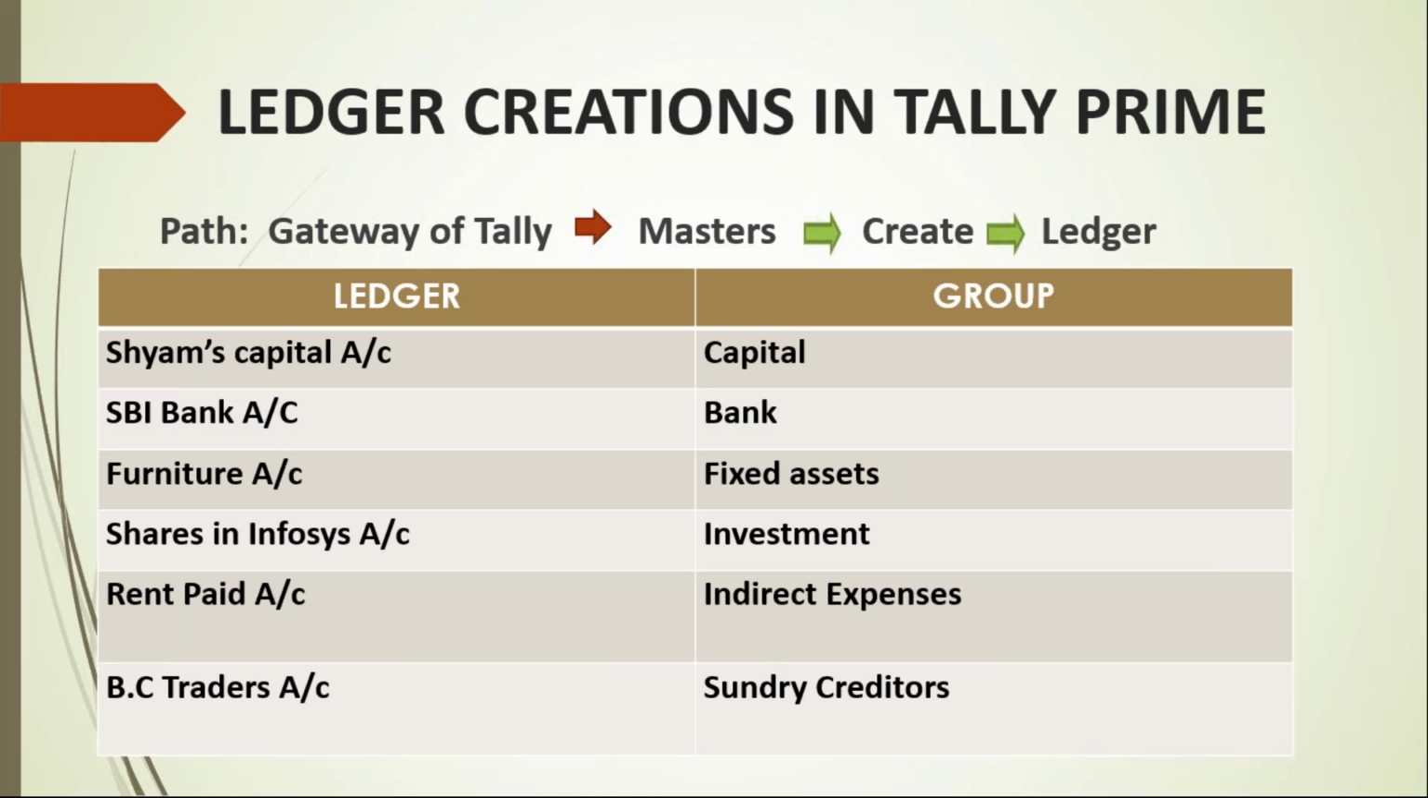Again, as I told, furniture, land and building, or plant and machinery go under fixed assets; shares, mutual funds, any kind of marketable securities go under investments. Then if I talk about rent, salaries, and all these expenses, I will create them under the group of indirect expenses. So like these, every ledger will be created under the respective groups, which will define the behavior of the ledgers. Now here in Tally, how can we create the same?